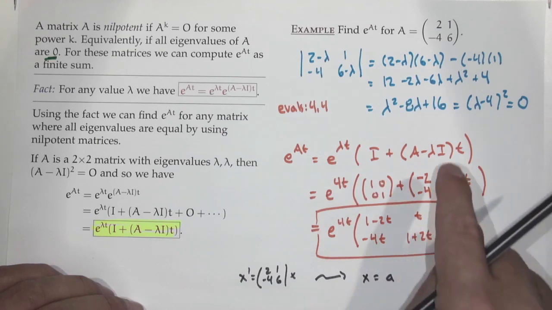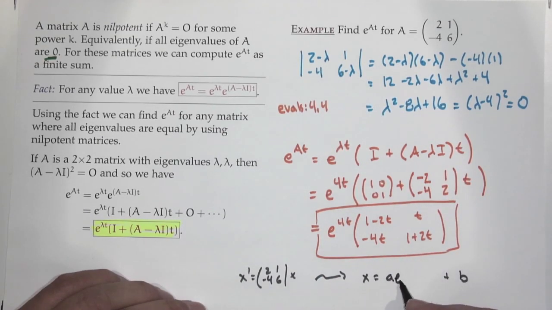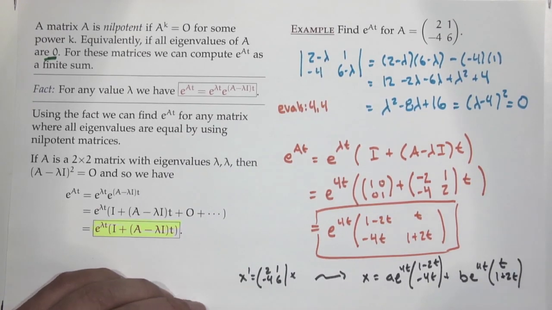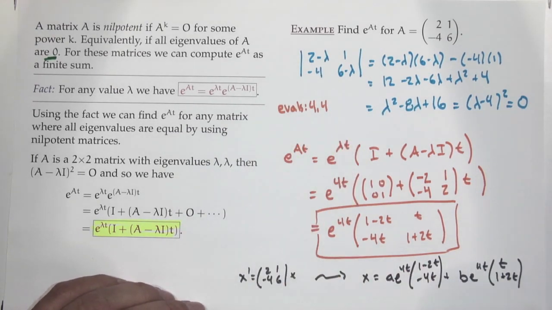So our solutions are our columns, and don't forget to add the e to the 4t. So e to the 4t, 1 minus 2t, minus 4t, e to the 4t, t, 1 plus 2t. So once you know your eigenvalues repeat, it's like, zoop, and you get your solutions.